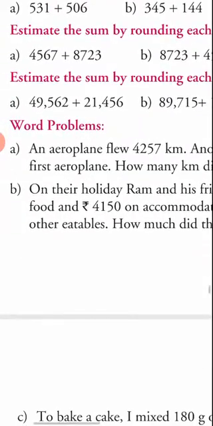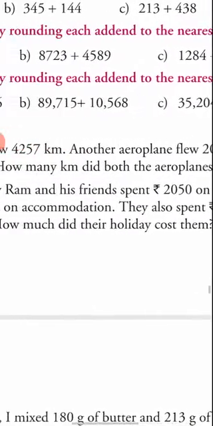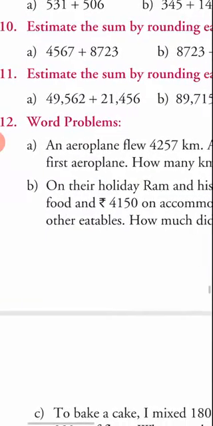So let us see question number 11 now, and in this question, estimate the sum by rounding each addend to the nearest 10,000. Now again you have to estimate to the nearest 10,000. What you will do in this case? In this case you will underline the digit that is at the 10,000 place, and then the method of estimating the sum is same. You just have to figure out whether you are to round up the numbers or round down the numbers. I hope this is clear to everyone.